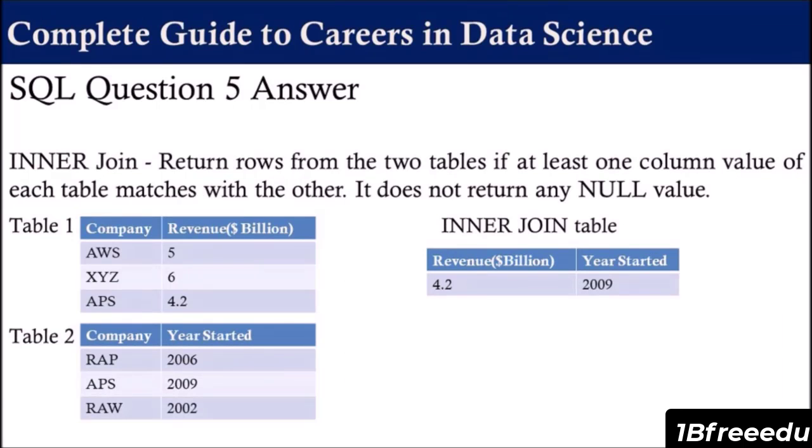On the other hand, inner join returns rows from the two tables if at least one column value of each table matches with the other, and it does not return any null value. Suppose we want to join table 1 and table 2 using company as a matching column to get the revenue and year started, then it will give us 4.2 and 2009 because company APS is common between the two tables.